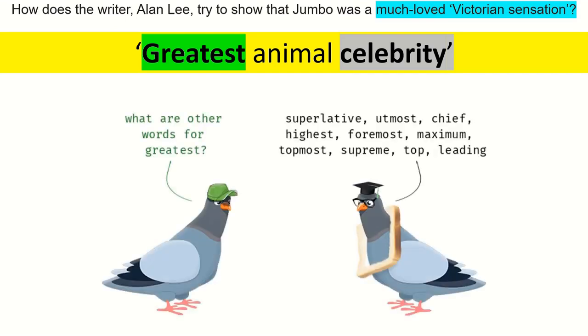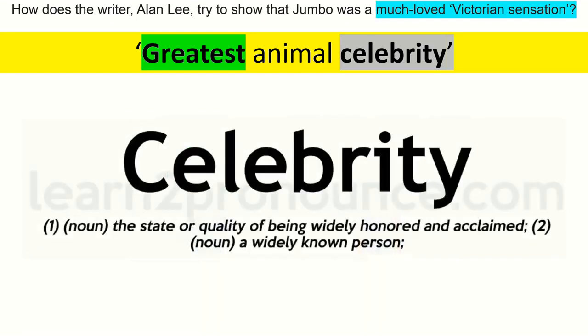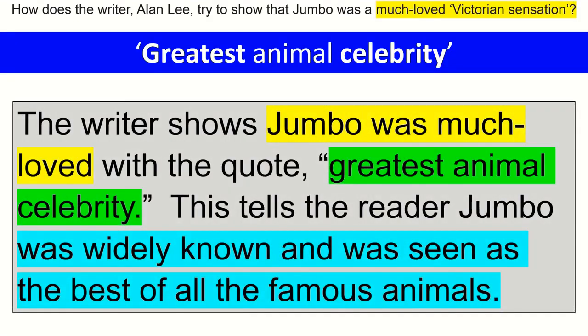Well, okay, so let's pick out greatest. So what does greatest mean? It means that Jumbo's been described as the highest, the maximum, the supreme, the top, the leading. Okay, so they're saying he's the leading animal celebrity, the best animal celebrity. And again, what does celebrity mean? Well, it means basically being widely known and widely honoured, a widely known person, in this case, a widely loved animal. Okay, so I'm going to put that into my answer.